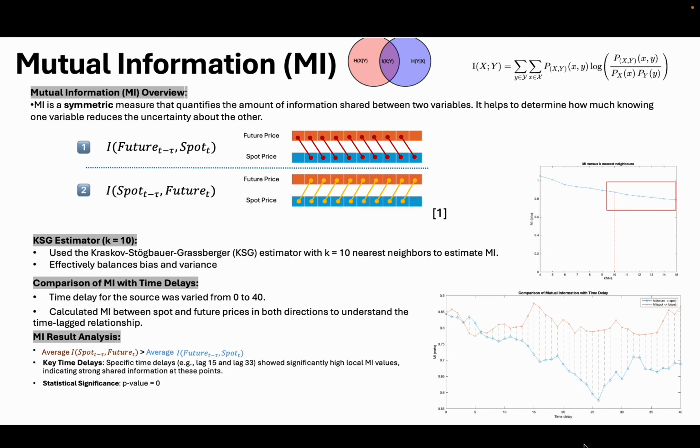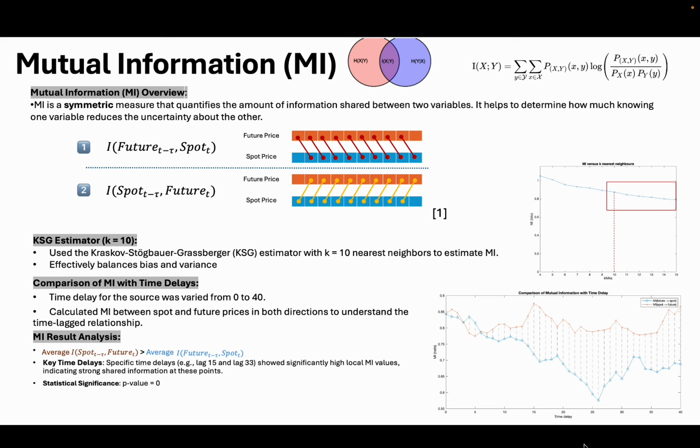To calculate mutual information, we use the KSG estimator with K equal to 10 nearest neighbors. This estimator is ideal for continuous variable data like financial price, as it efficiently balances between bias and variance in the estimate. I varied the time delay from 0 to 40 to explore potential lead-lag relationships.